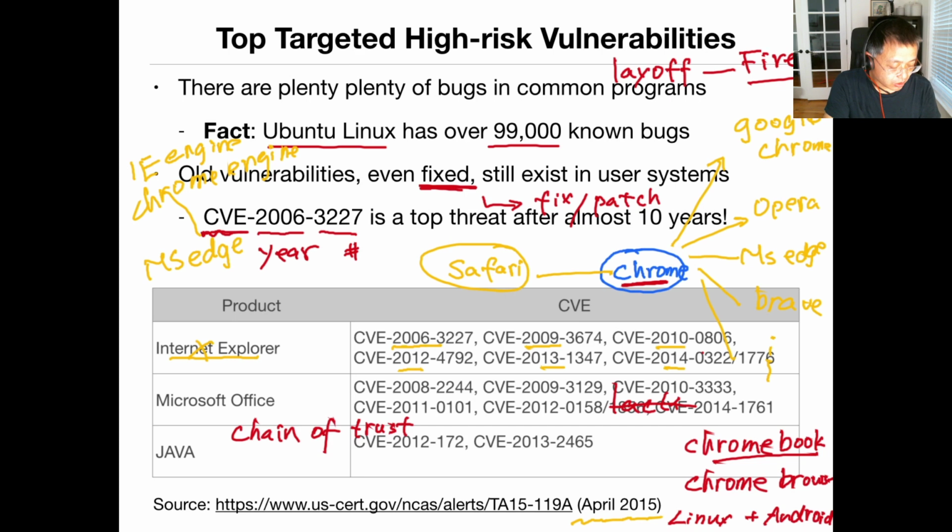All the components on your Chromebook, from the BIOS, the basic input-output system, or sometimes it's called firmware, to the operating system, so the Chromebook is based on the Linux operating system, to the Chrome browser, all those binaries are certified. Okay, so you cannot change any of those binaries.